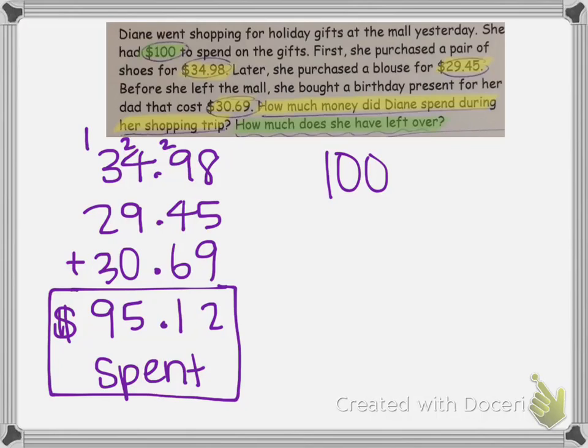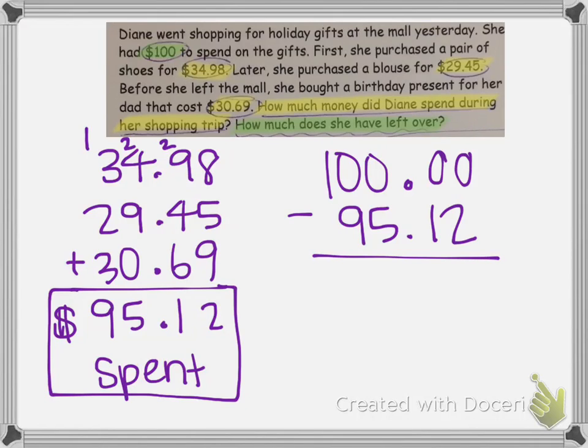When she spent the money, she spent $95.12. Because we're subtracting, the larger number has to go on the top. 100 is larger than 95, so it goes up above the 95. And then I'm going to put a decimal after 100 because it's 100 whole dollars. And $95.12 has 2 digits after the decimal. So I need to put 2 zeros after the decimal with my 100 so that each place value has something there. Now I can go ahead and subtract as usual.